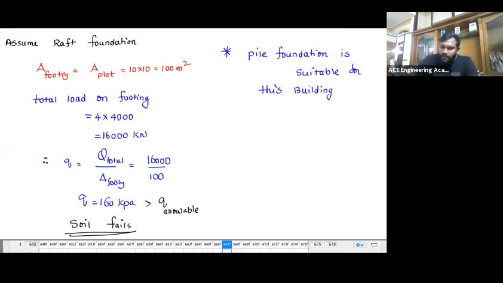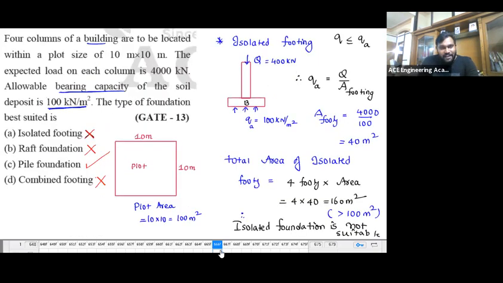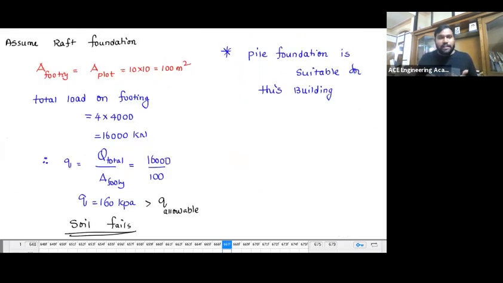Sir, can you explain why not combine? Arey Baba, what is the meaning of combined? Combined means two columns will be combined. If for all the columns, if you combine also, it is not going to be suitable. For all the columns itself, if you go for raft, the soil is failing, then how can you believe the combined footing will take the load? So if raft foundation is also not suitable, then you have to go for the pile foundation only.